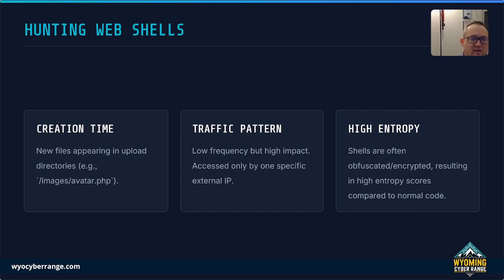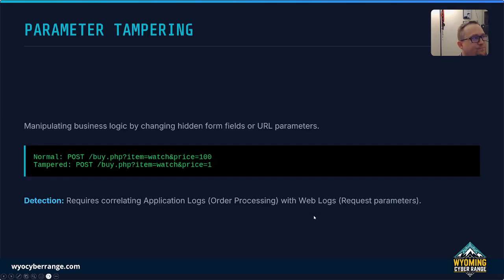Now, high entropy: because shells are often obfuscated or encrypted, they're trying to avoid detection. They're going to yield a high entropy score compared to normal readable code. So if we scan for entropy, we can normally find it. High entropy in digital forensics refers to the measure of randomness in the file. Highly compressed or encrypted files will have an entropy score approaching 8.0. This is something that we may want to use a tool like Autopsy to search within our database.